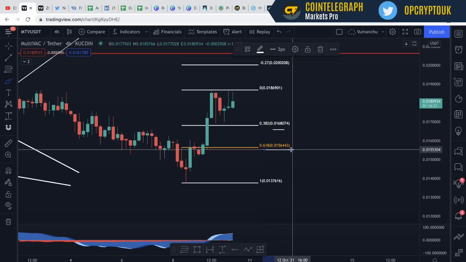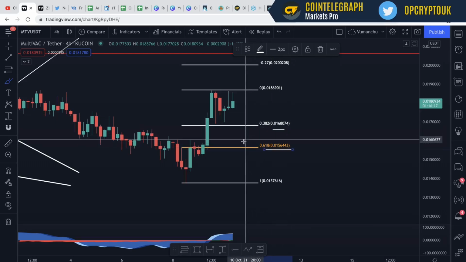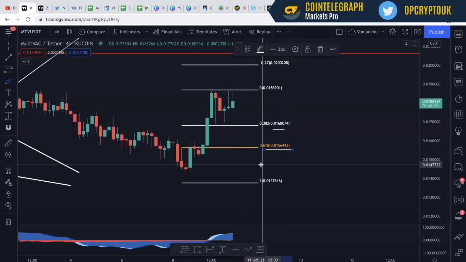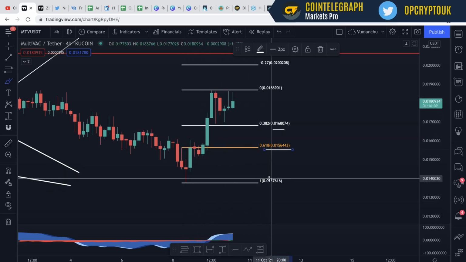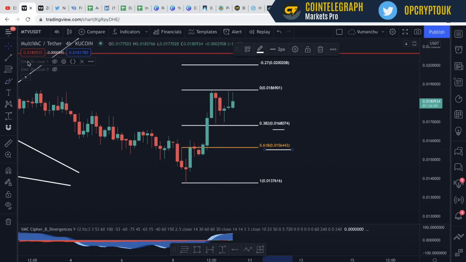So that's two areas. Depending on what you want to put in, you can ladder a few orders in there, maybe 3 to 4 orders within that range. Just keep a little bit of Tether there, just in case it did drop back down to this and did a full retracement of that entire move. But that's the areas I would concentrate on if you're looking for buys on Multivac.